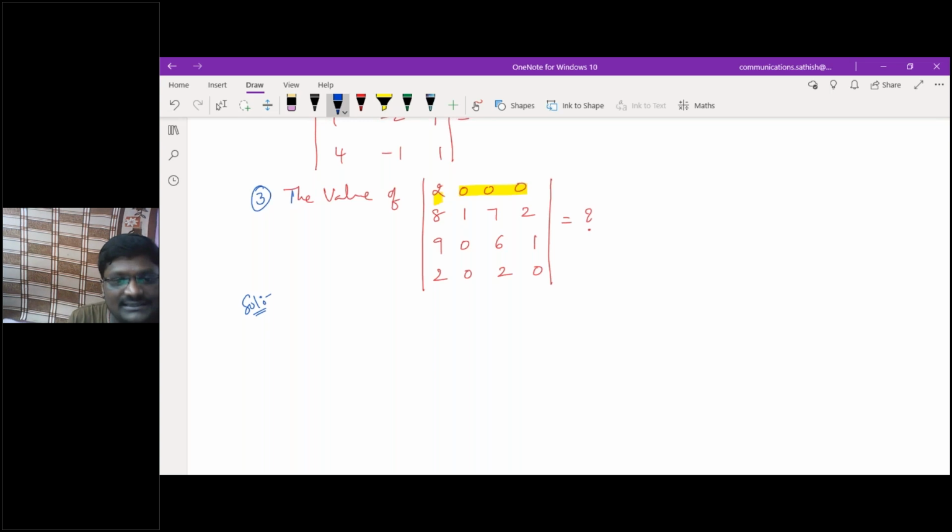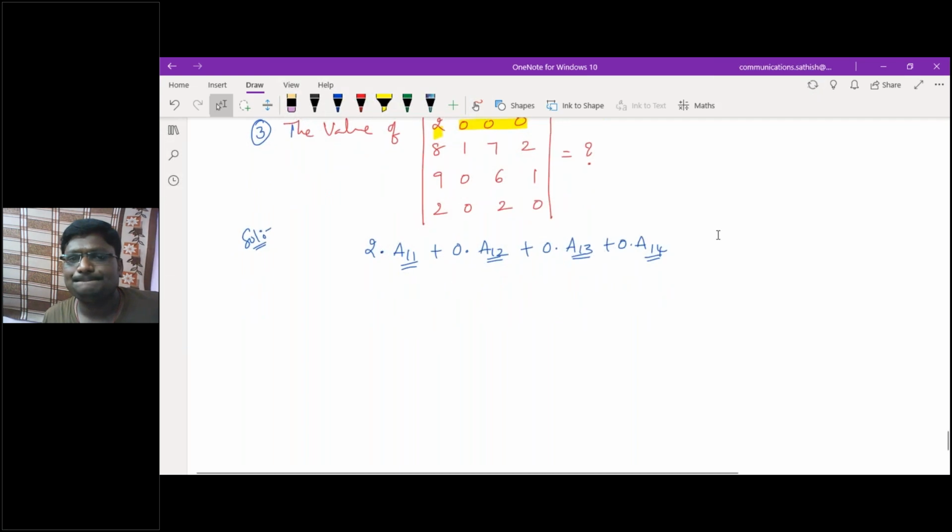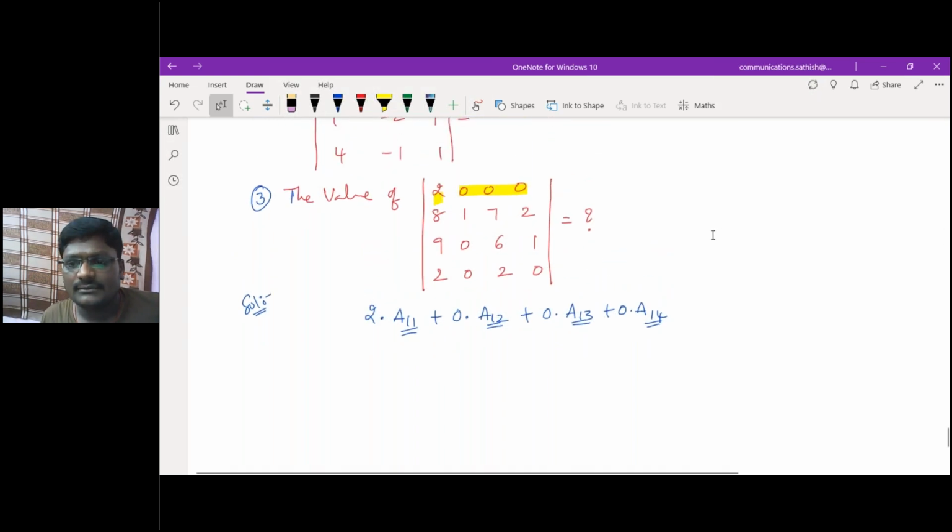So the determinant for this matrix is 2 into A11 plus 0 into A12 plus 0 into A13 plus 0 into A14. Here capital A indicates the cofactors of the elements. Are you able to follow me? Yes, sir. Now if you observe, this element is 0, this is also 0, this is also 0.